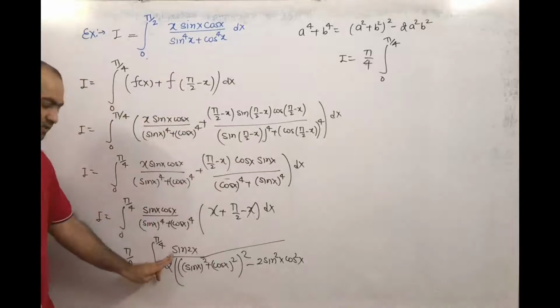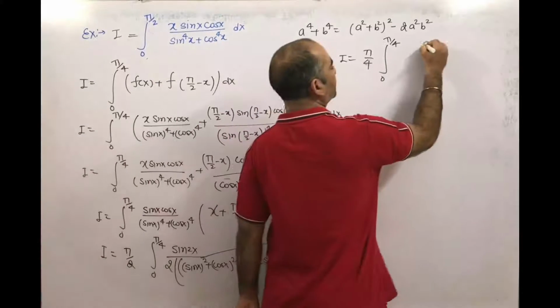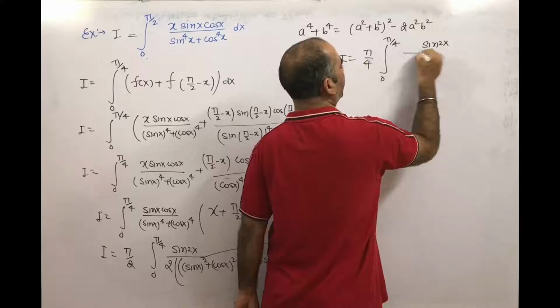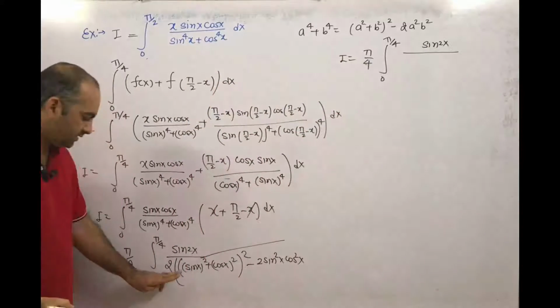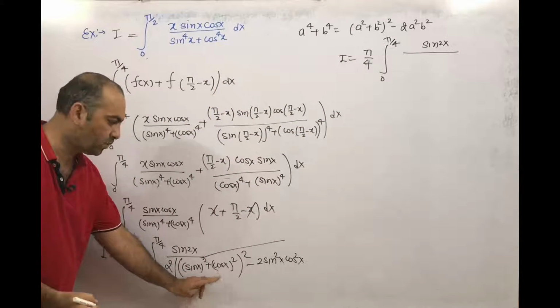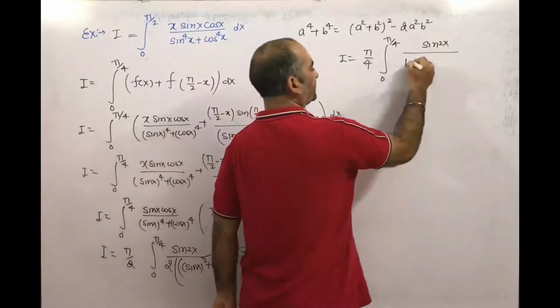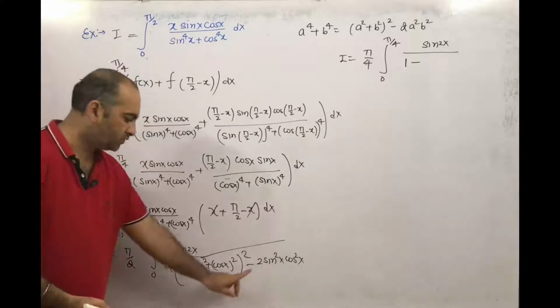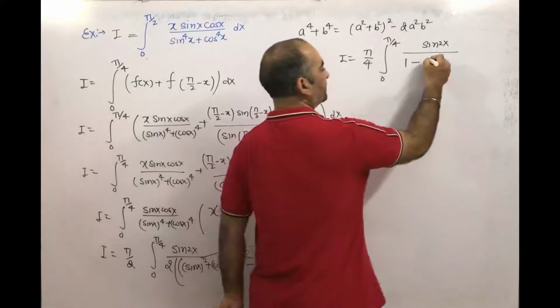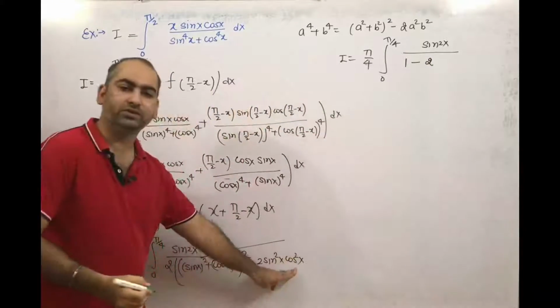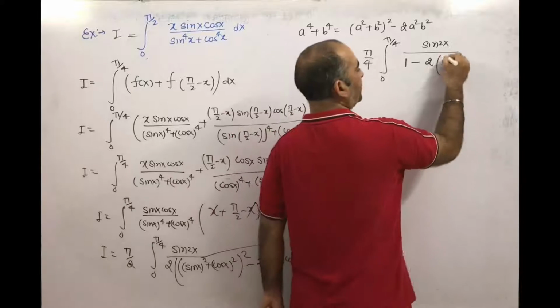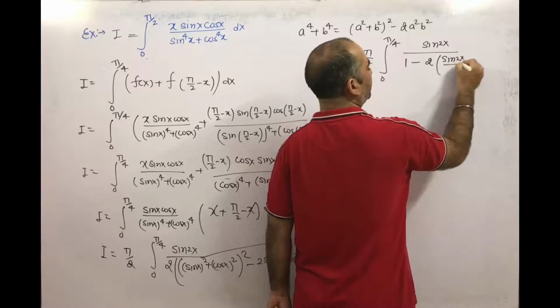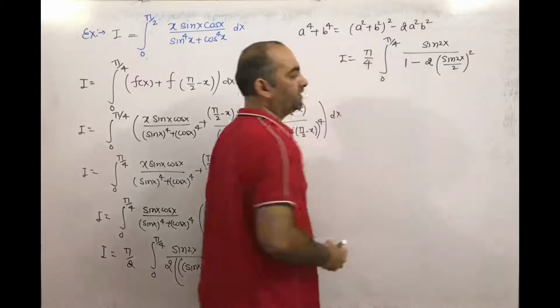Okay, sin 2x is the numerator, divided by sin square x plus cos square x, which is 1. So 1 minus this, which is 2 sin square x cos square x. Here 2 is as it is, and sin square x cos square x we can write as sin 2x divided by 2 whole square. This one we can write.